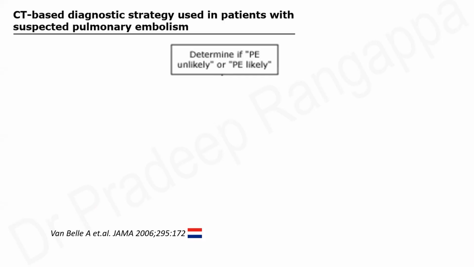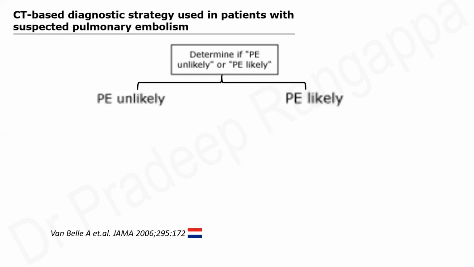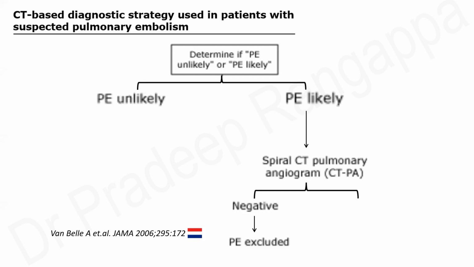So what about CT? This is a study which came in JAMA by the Dutch group, putting forward a CT-based algorithm for diagnosis of PE. It is quite intuitive. If there is a suspicion of PE, you need to ascertain clinically whether there is a suspicion of PE or not. If there is a high index of suspicion of PE, just get a CTPA. If CTPA is negative, PE is excluded, and if CTPA is positive, PE is confirmed.